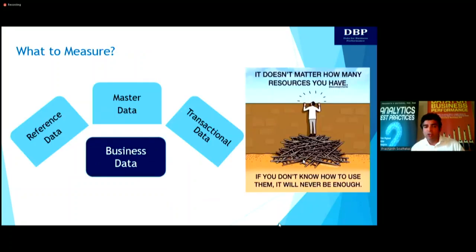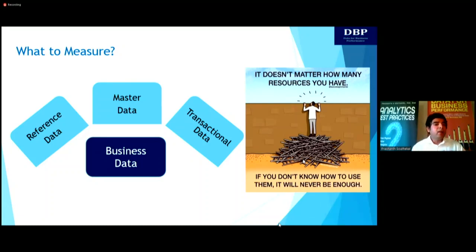So what to measure? Given that we have these three major types of data, which data type should we look at? I'm trying to peel the onion now. The first was the importance of measurement. The next was the different types of data. And within those three types of data, which one should we focus on? The one to focus on is primarily transactional data.